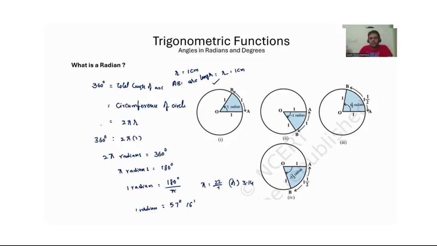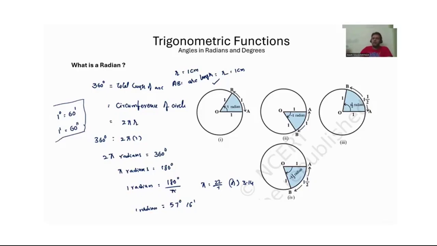So in a circle, right? 360 degrees, the full rotation is 360 degrees. And 1 degree we can also say as 60 minutes. Minute is denoted by a single dash at the top. And 1 minute we can denote as 60 seconds, with 2 dashes up. Okay, this is just a note for you guys. We'll do problems, then you will understand.